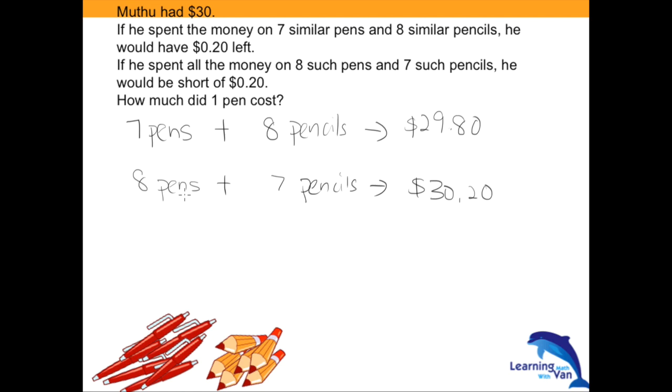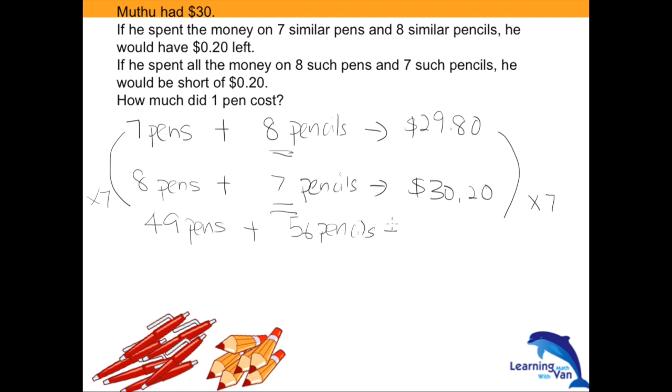So this is the very reason why I'm going to make the number of pencils the same. And in this case, you see that they don't have a common factor here. So in order to make it the same, you have to look for the lowest common multiple, which is 56. So in this case, you need to multiply by 7 throughout the whole equation. So you get 49 pens plus 56 pencils.